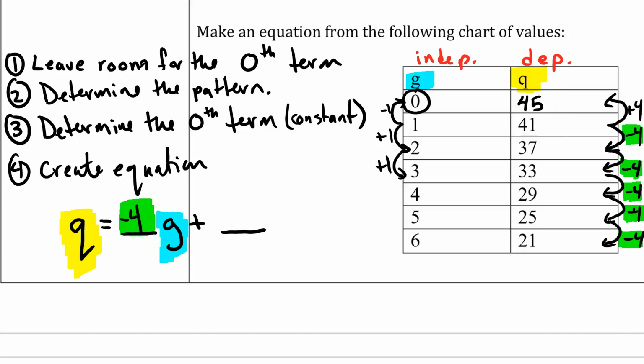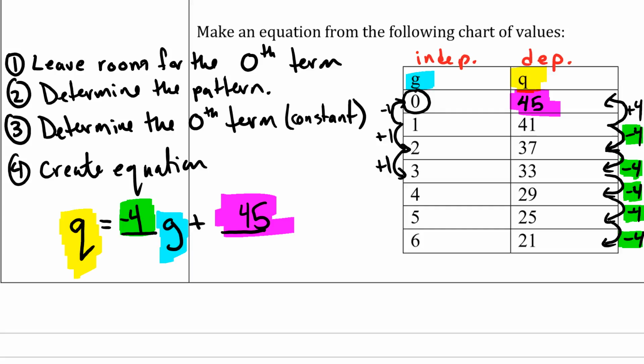Now we get our constant term from the dependent of our zeroth term. So I'm going to say plus 45. Oh, I don't actually need to say plus because I got it. Let me just grab this back. It's going to be positive 45. Now say this was negative 45, this sign right here would turn into a negative, but since it's positive, we just keep it at positive.